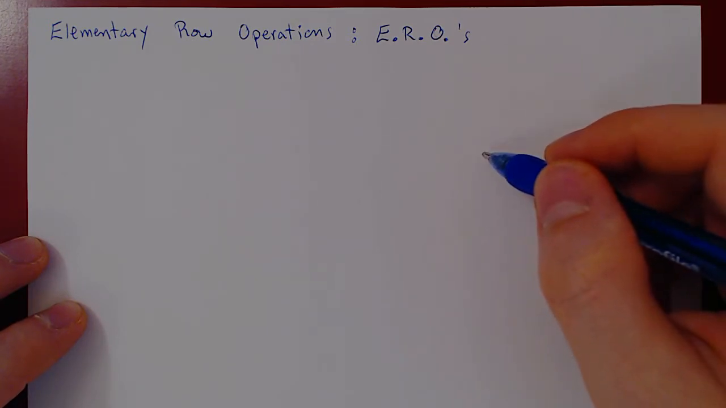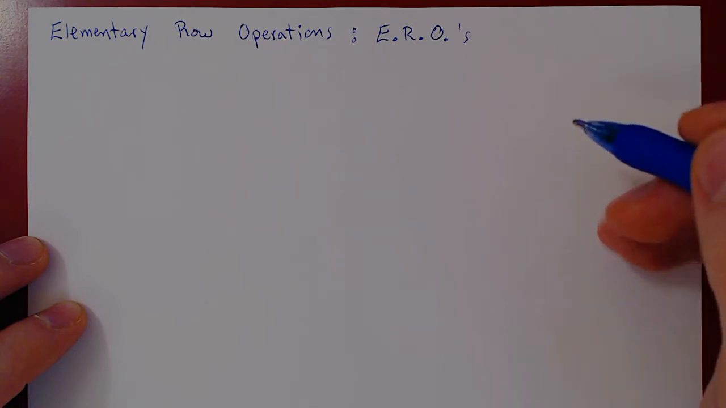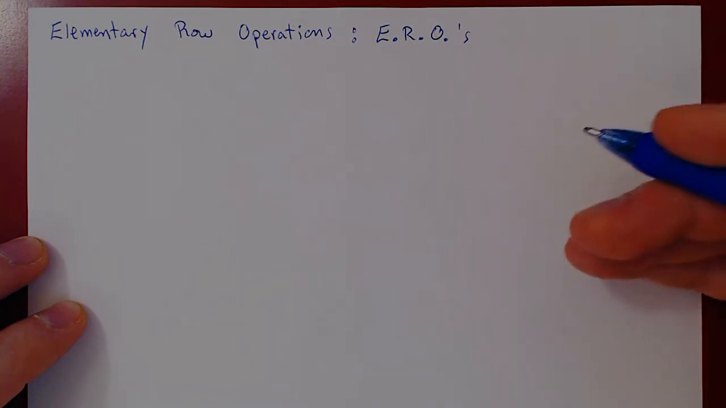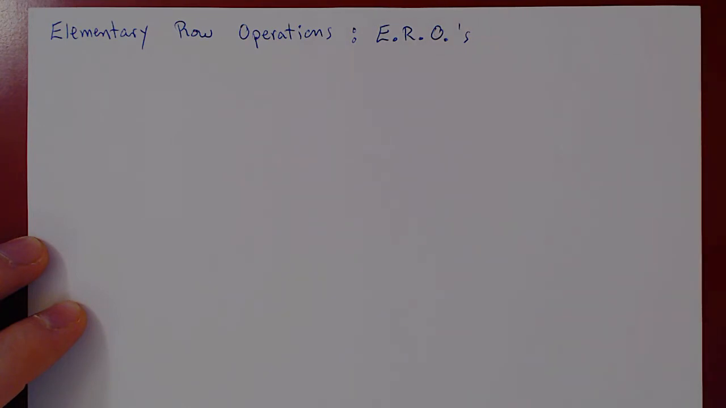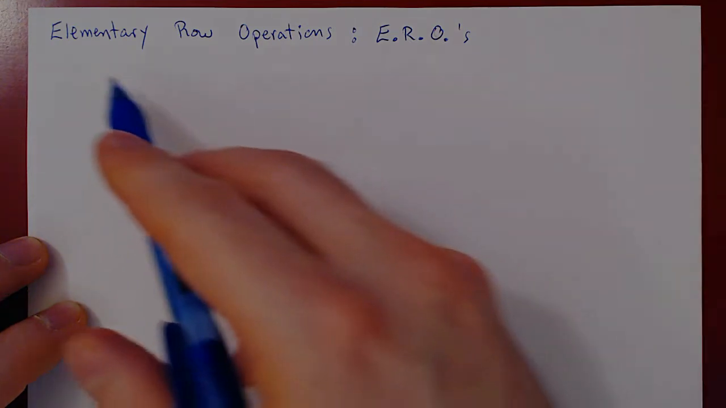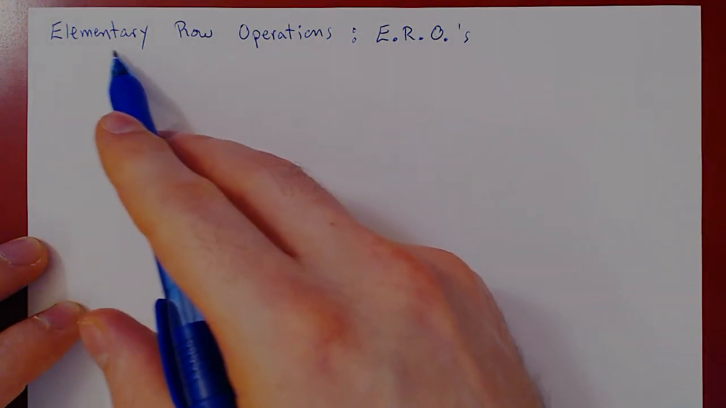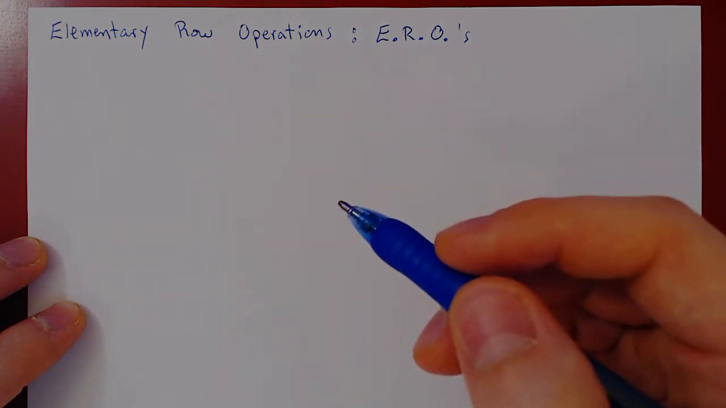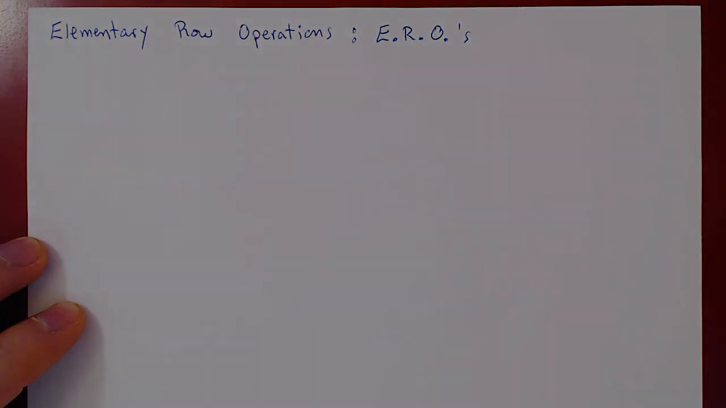The question is now, how do we systematically manipulate the rows of our matrix to allow us to simplify the system so we can write the general solution? And the answer is these so-called elementary row operations. Surprisingly, there are only 3 of them. The first 2 are trivial. The last one is a bit more interesting.